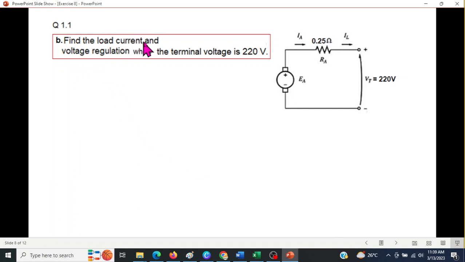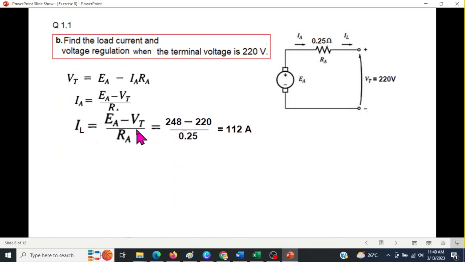Part B, we have to find the load current. Now this is the armature portion of the circuit, the load current, which is same as armature current. Find the load current and the voltage regulation when the terminal voltage is 220 volt. Again, we'll use the equation that we know. From here, IA will be EA minus VT over RA. So we know all the values. EA we had got from the table, 248, VT is 220, and RA you can see from here it is 0.5. So IL will be 112. This is the load current.